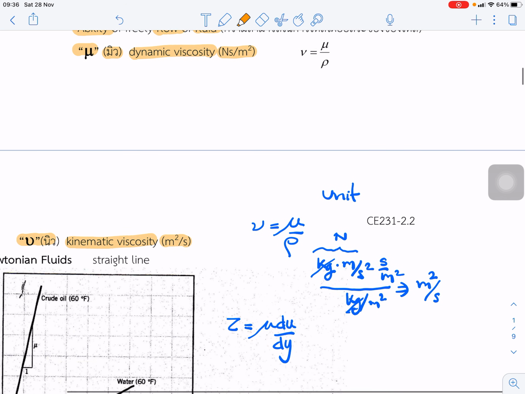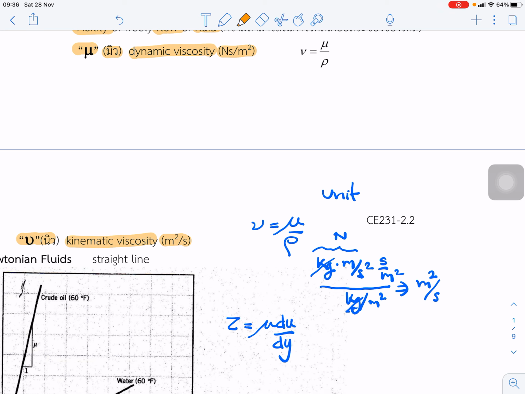Okay, so we can write this equation: nu is equal to mu divided by density. We can prove the unit of nu if we convert from Newton. Newton is kilogram times meter per second squared, times second, divided by square meter. So kilogram is cancelled, and we can prove that the unit of nu is equal to square meter divided by second.